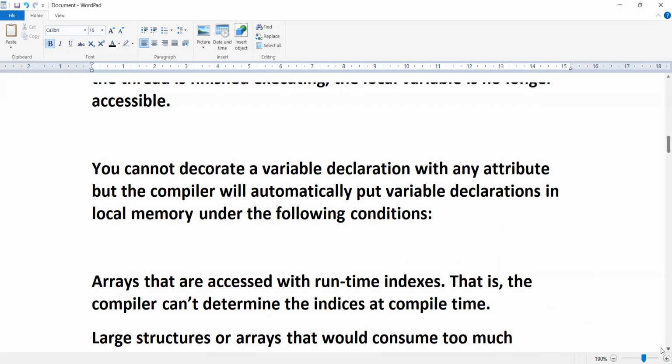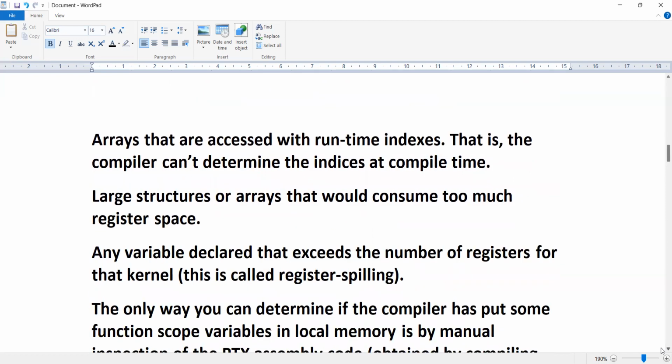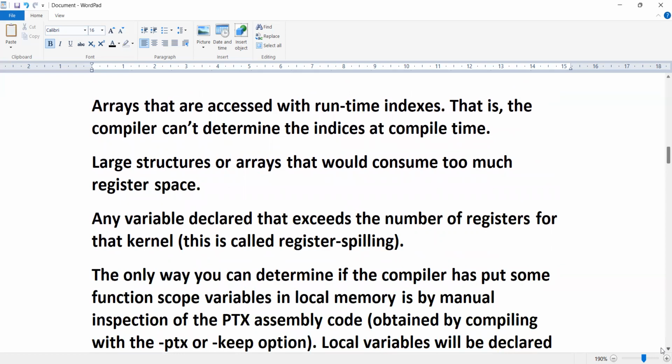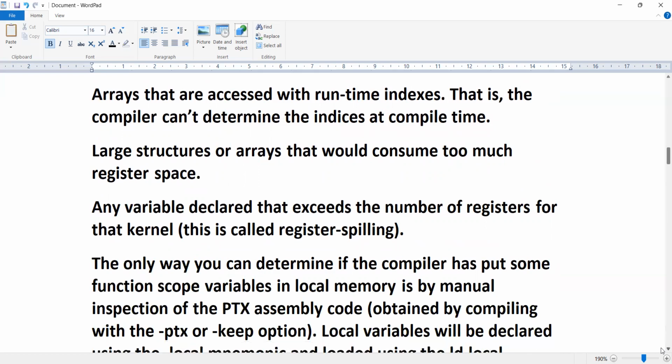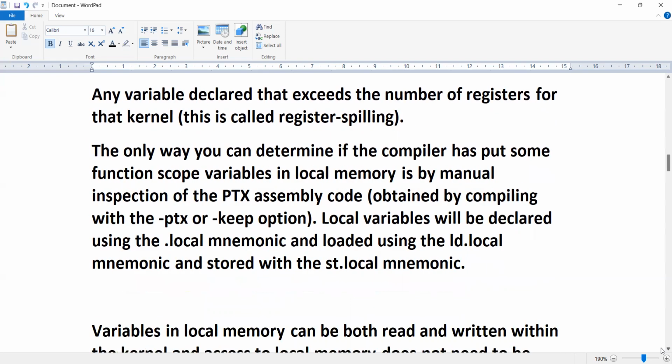Conditions for local memory: arrays that are accessed with runtime indexes, that is, the compiler cannot determine the indices at compile time; large structures or arrays that would consume too much register space; and any variable declared that exceeds the number of registers for the kernel, that is, register spilling.